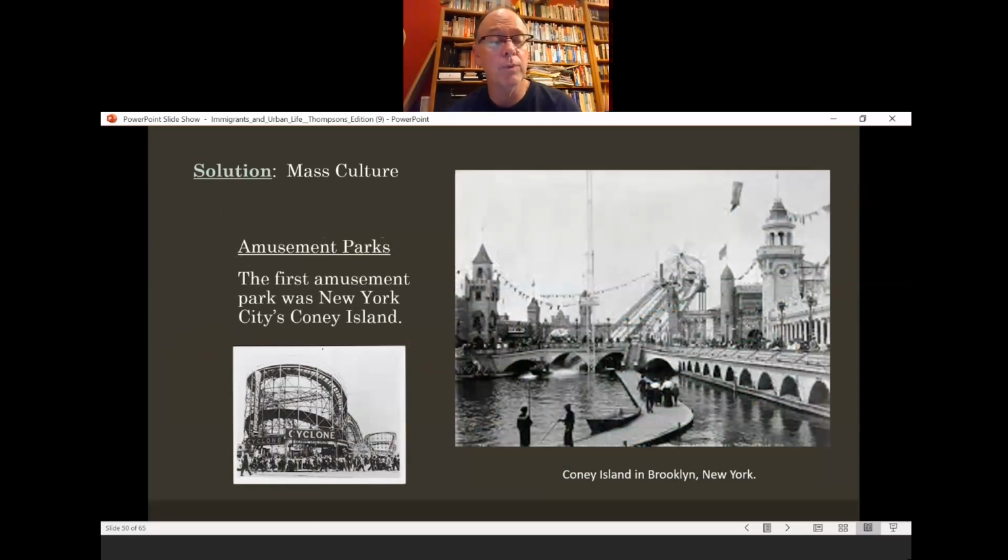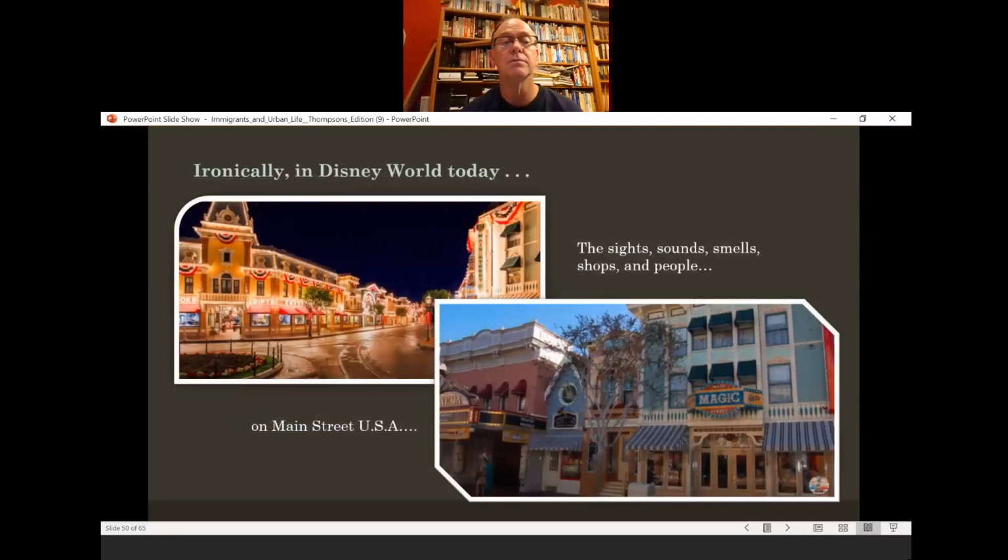The amusement park was also invented. Coney Island, a very famous amusement park, was created in Brooklyn, right in New York City, right there on the ocean. And the first roller coaster changed its name to Cyclone, and that's what I've got a picture of. It originally had a different name that I can't recall at the moment. So if you're counting with this mass culture, we're talking about newspapers with comics, shopping department stores, Central Park and other city parks, and amusement parks.